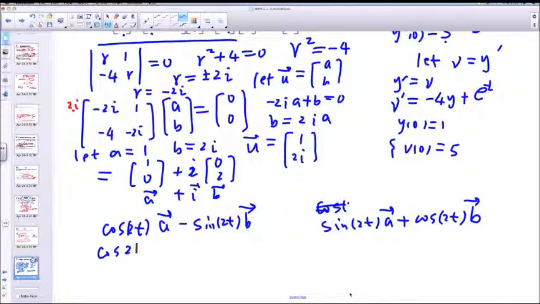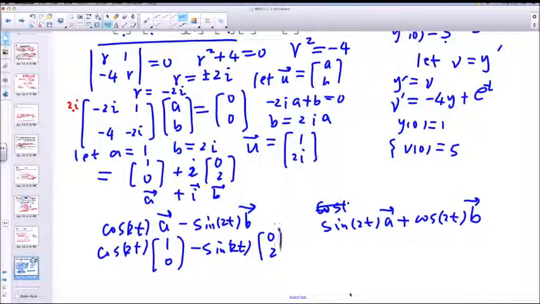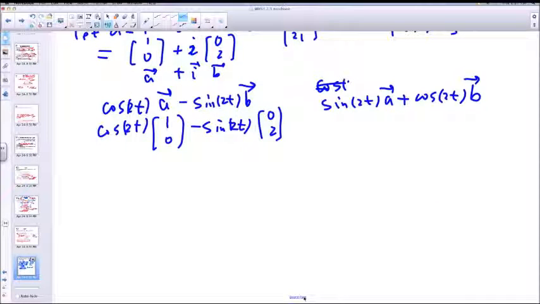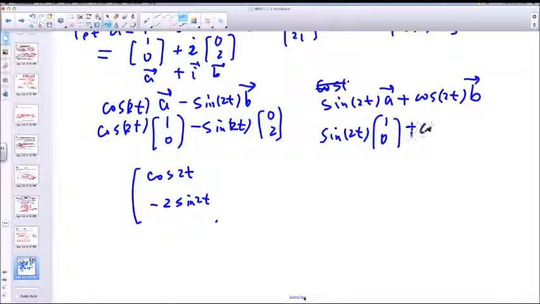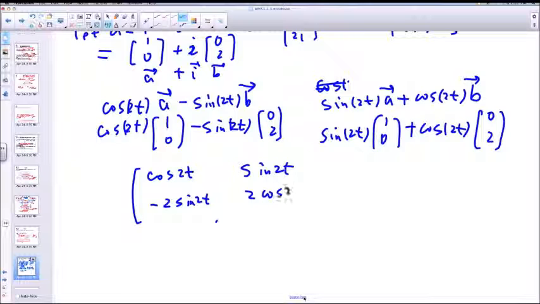So let's look. That's cosine 2t times A minus sine 2t times B. That will give me a vector, a bit longer, like this: cosine 2t, negative 2 sine 2t. And this one, sine 2t times A plus cosine 2t times B, gives me sine 2t here and 2 cosine 2t. So what is this? That's my fundamental solution matrix.